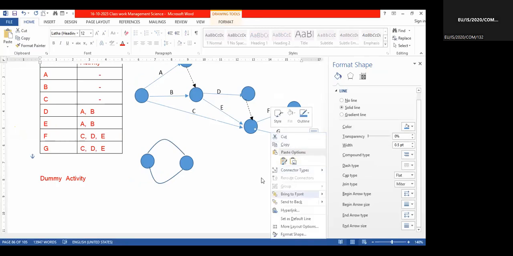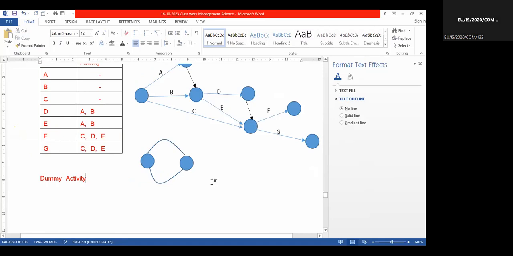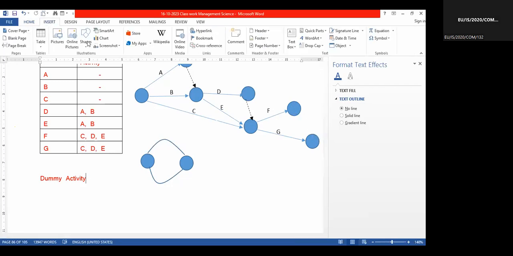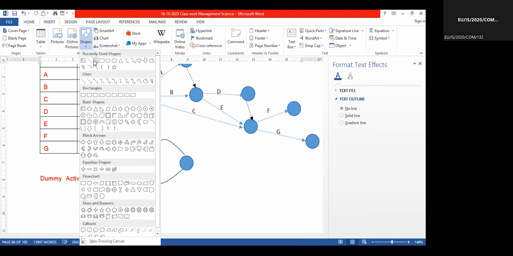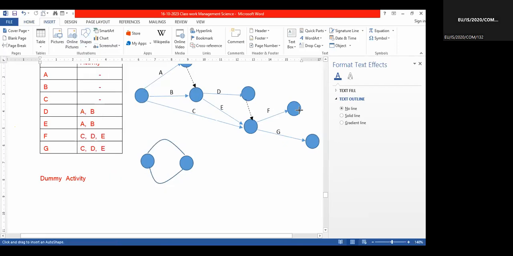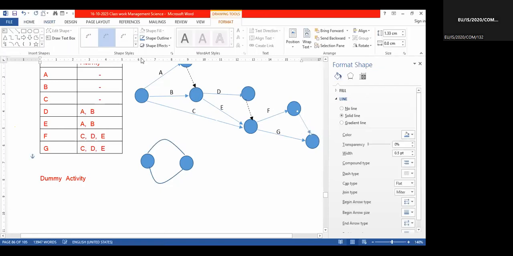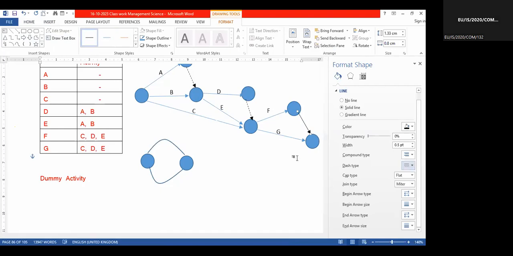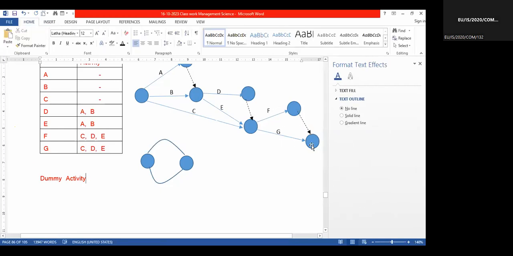Now you see that I have completed, but there is a small dummy we have to use because this and this have to finish in one point. Therefore, I'm using another dummy because activities cannot hang without end. So I'm using another dummy activity in black color by dotted line, because this F is going like this, E is also going like this, but there should be an end.